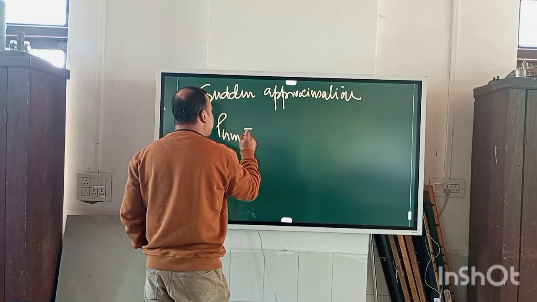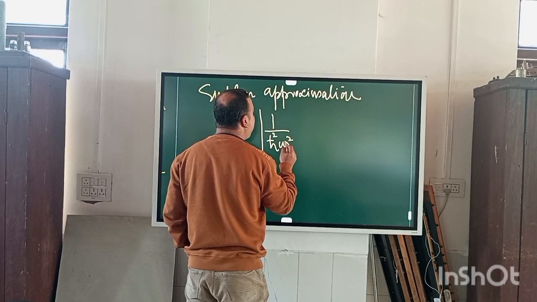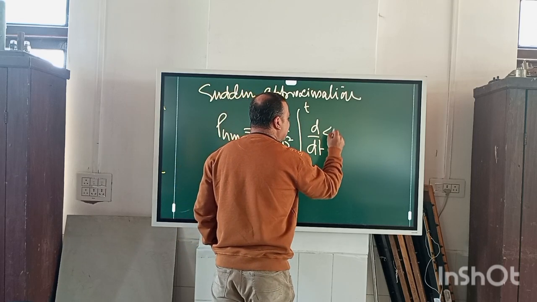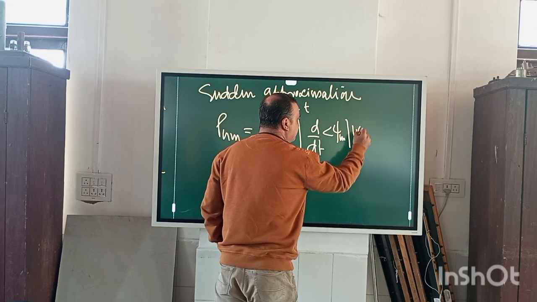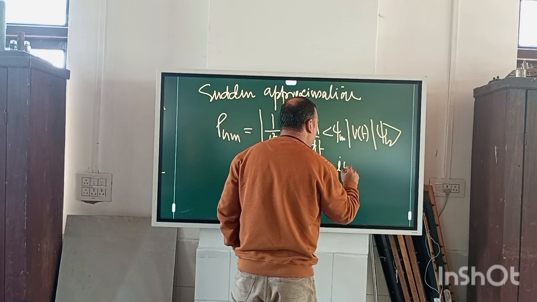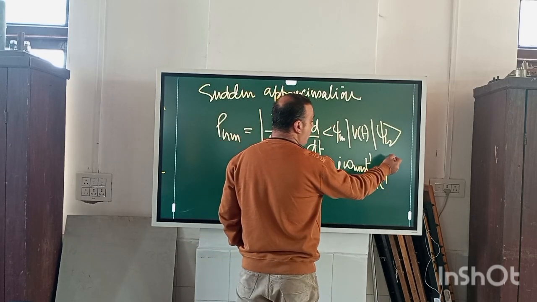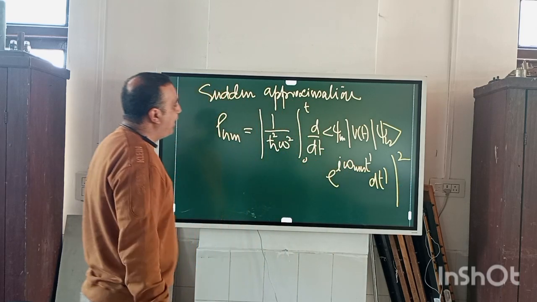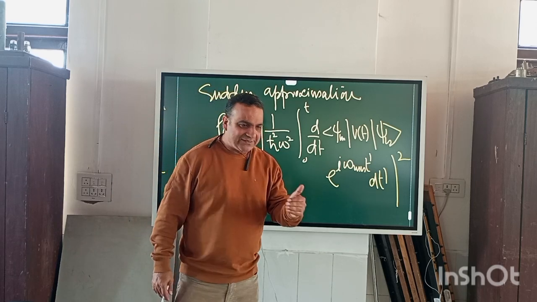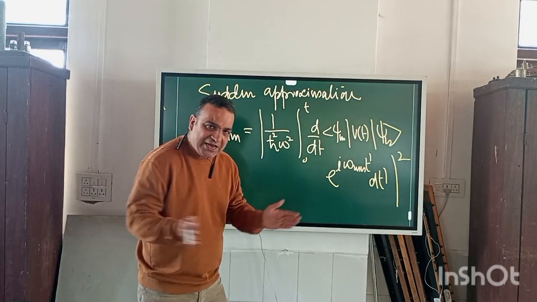It was P_mn is the mod of 1 by h cross omega square, then you have an integral from 0 to t, then you have d by dt of the matrix element psi m V of t psi n, and then you have e to the power of i omega mn t dash dt dash, and this whole mod squared. Now, what we are assuming in the sudden approximation is that the function is suddenly changing. There's a fast changing situation.